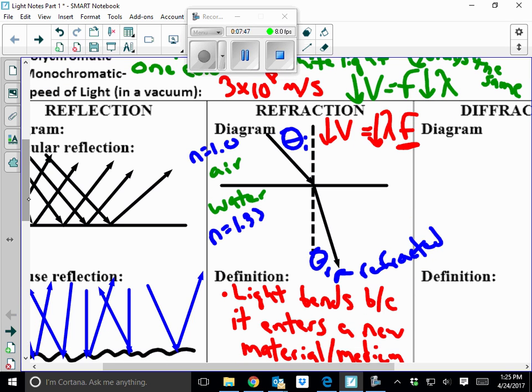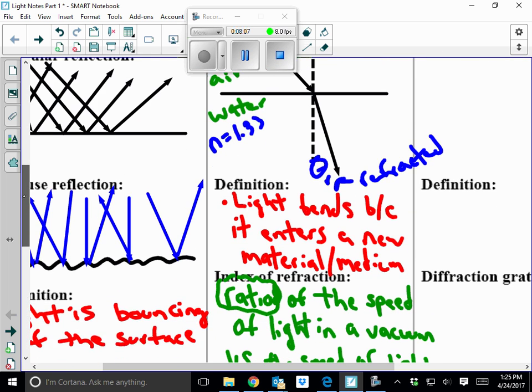So by now you should have also hopefully drawn this picture. Here I have the incoming light coming from air, which is an index of 1.0 essentially, into water. Now notice that I measured my angle between the ray and the normal. And now it gets refracted into the water and it bends towards the normal. So that's my angle of refraction.